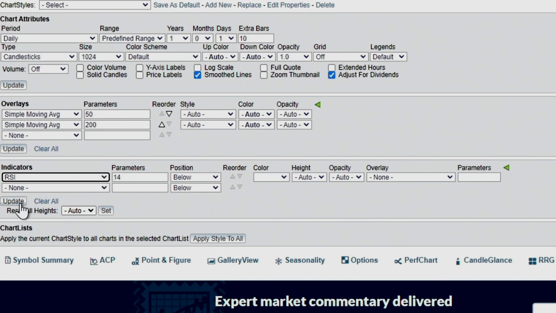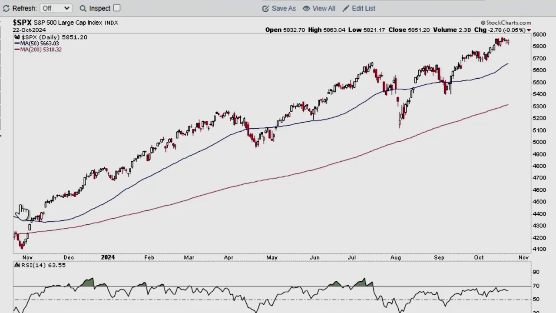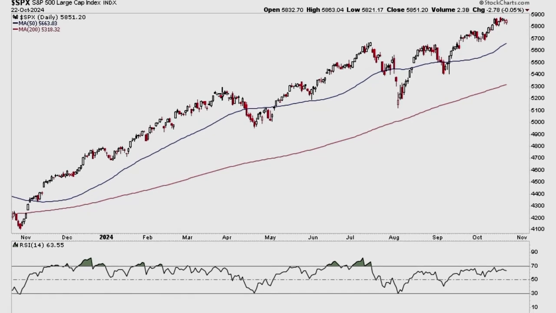The Relative Strength Index, RSI. The standard setting for that is 14 days, so you're looking at the relative strength of the market over the last 14 days. Let's go back and look at this. The relative strength is on the bottom. What you'll notice is that in April, when the market started selling off, relative strength was basically at 70.